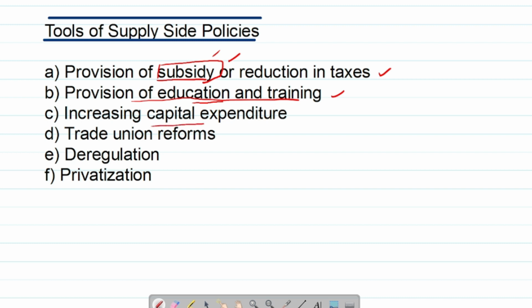And increasing capital expenditure. Capital expenditure is the government expenditure on long-term projects like construction of motorways, roads, bridges, ports, seaports, and definitely educational institutions, schools, colleges, universities, hospitals. So all of these expenditures are called capital expenditure. Capital expenditure on long-term projects also increases economic activity in the country, increases employment opportunities, so unemployment will also be controlled.